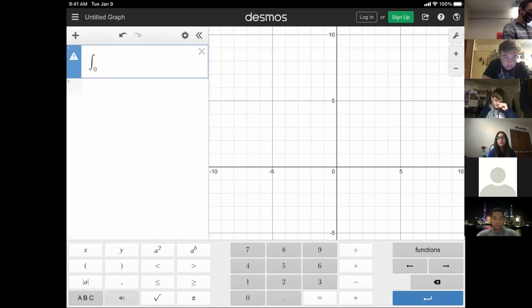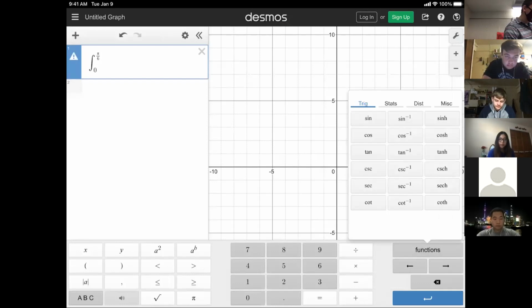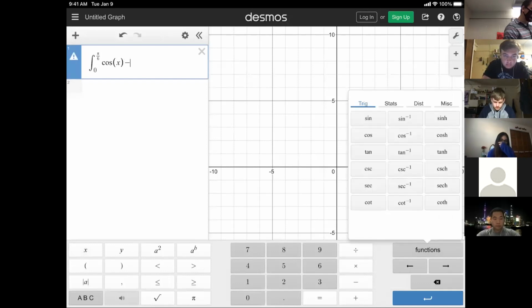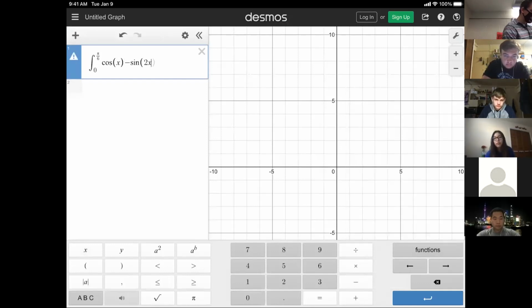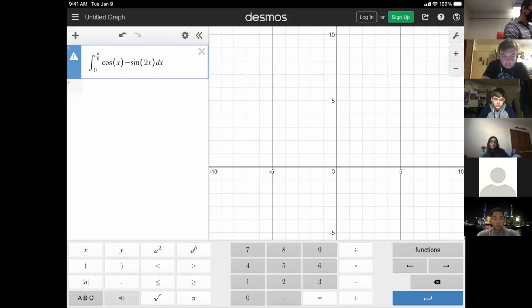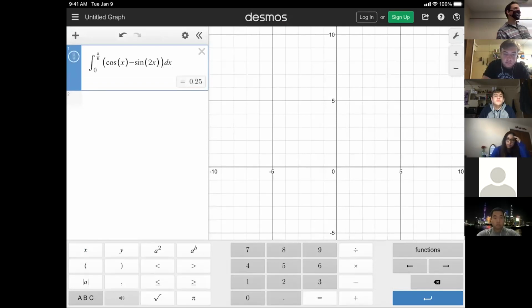pi. Let's look at pi over 6 first. 0 to pi over 6 of cosine of x minus the sine of 2x dx. Where's x? X. There we go. In Desmos, if you have a sum or difference of something like this, you need to put it in parentheses for Desmos to actually want to do it. And you get 1/4, 0.25.